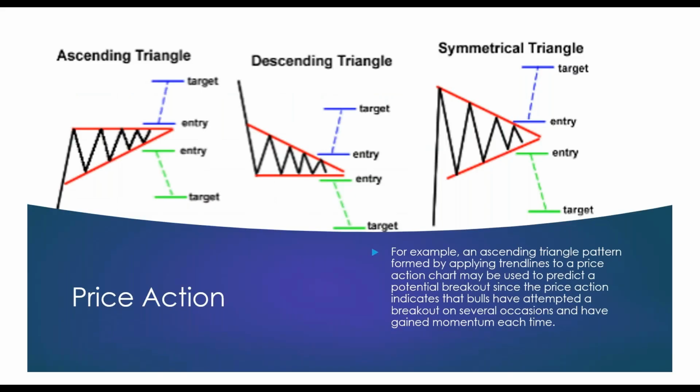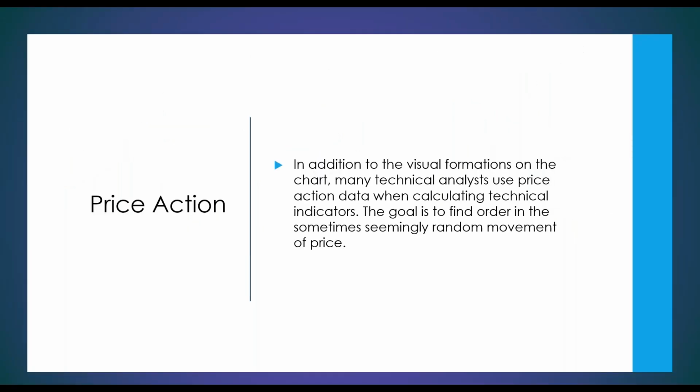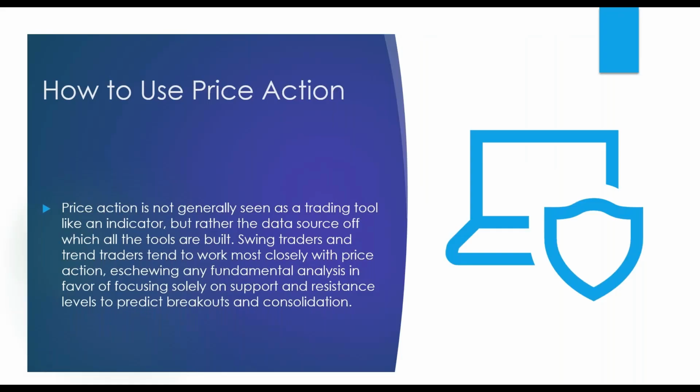So for example, an ascending triangle pattern formed by applying trend lines to a price action chart may be used to predict a potential breakout, since the price action indicates that bulls have attempted to break out on several occasions. In addition to the visual formations on a chart, many technical analysts use price action data when calculating technical indicators. The goal is to find order in the sometimes seemingly random movements of price.